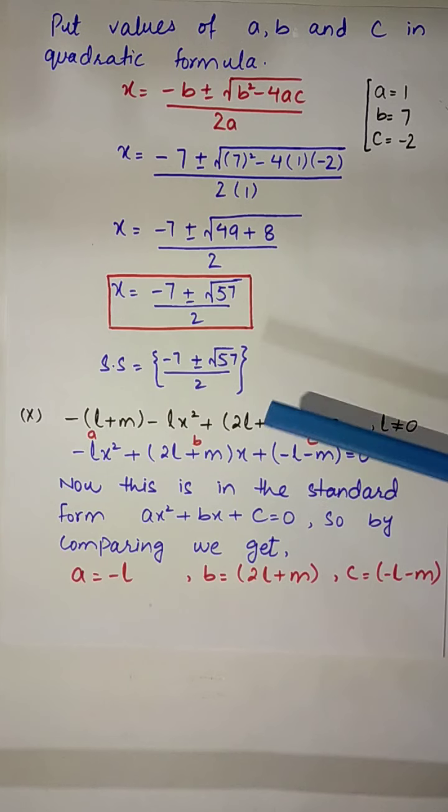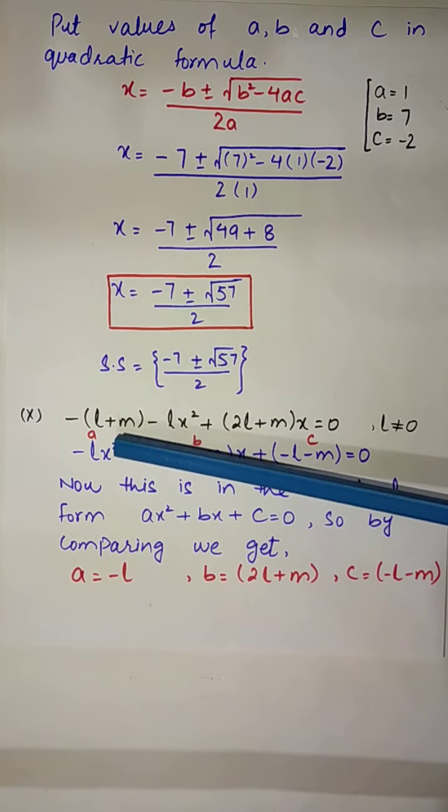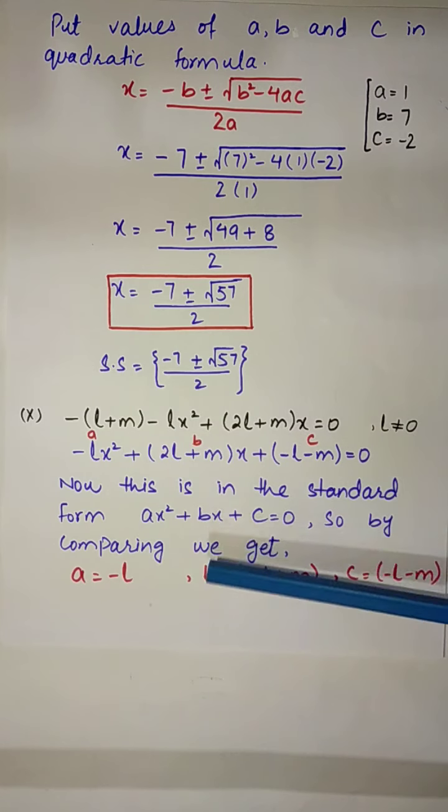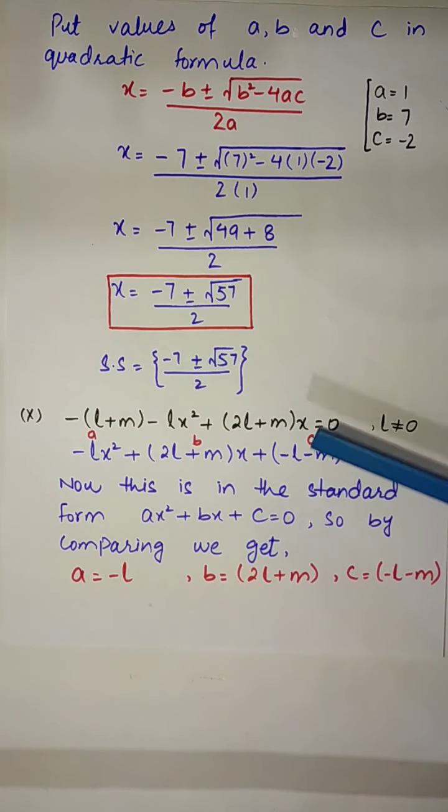Now we will compare this equation with the standard form of quadratic equation, ax square plus bx plus c is equal to 0, and from this we get the value of a, that is minus L, the coefficient of x square, the value of b, that is 2L plus M because this is the coefficient of x, and the value of c, the constant, that is minus L minus M. So now we have to put these values in the quadratic formula.